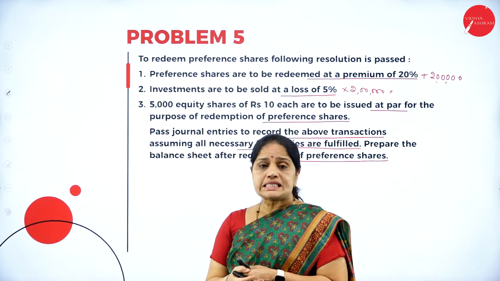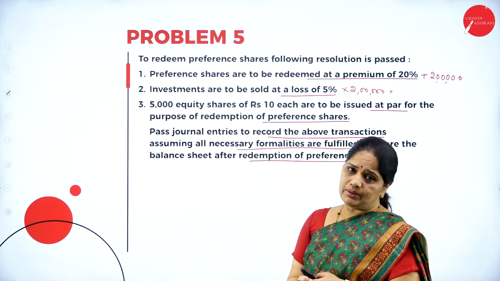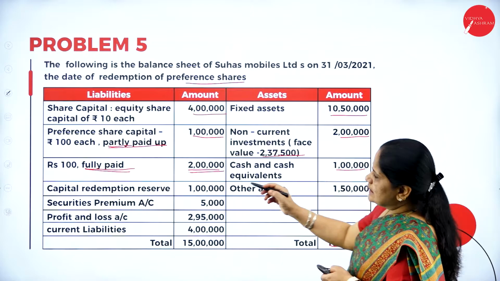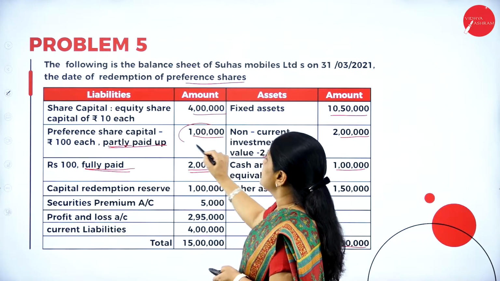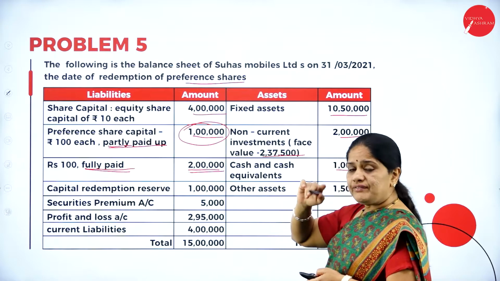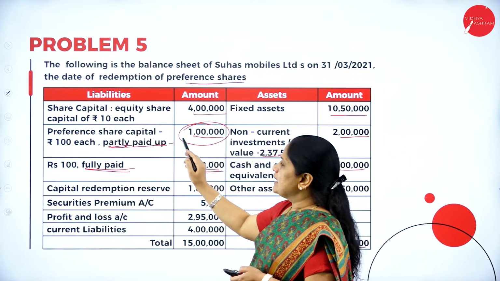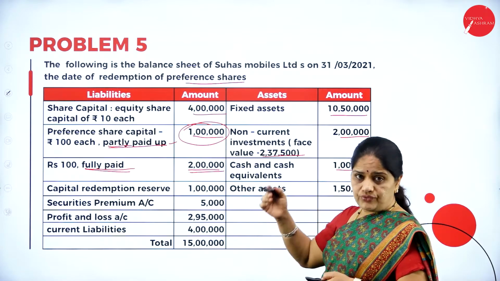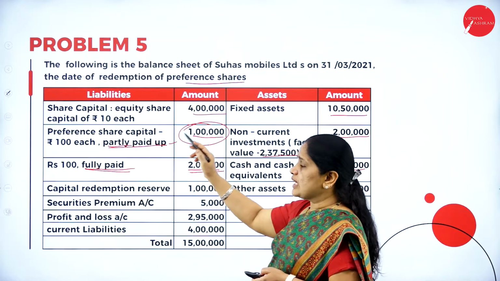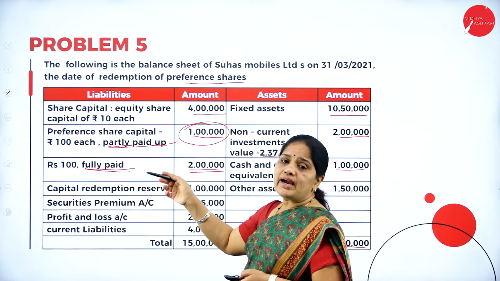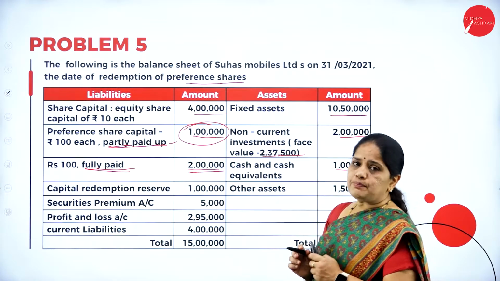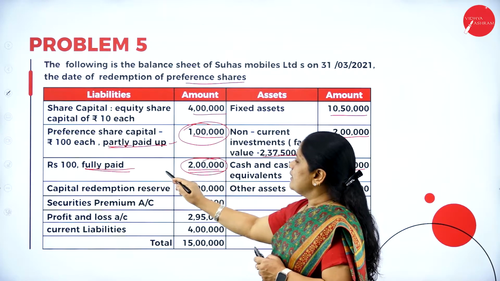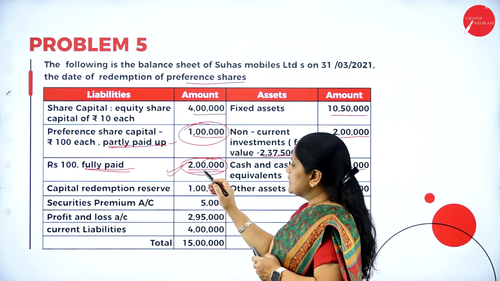Now, we have to first write down whatever is given in the problem. Let us see what the balance sheet is about. In this balance sheet, we don't take this 1 lakh into consideration. We are not redeeming it because it is partly paid. If we need to redeem these shares, we first have to convert them into fully paid and then go in for redemption. In this problem, they have not mentioned anything about it, so we will go ahead with the redemption of only fully paid shares, that is 2 lakhs.